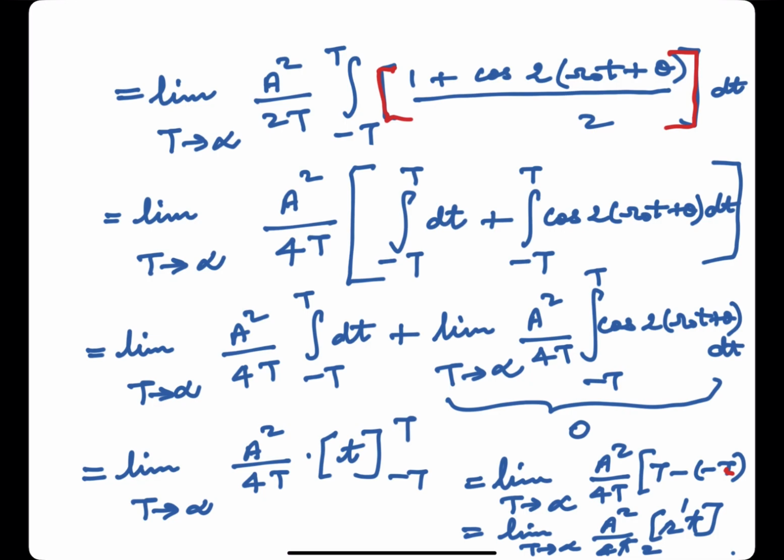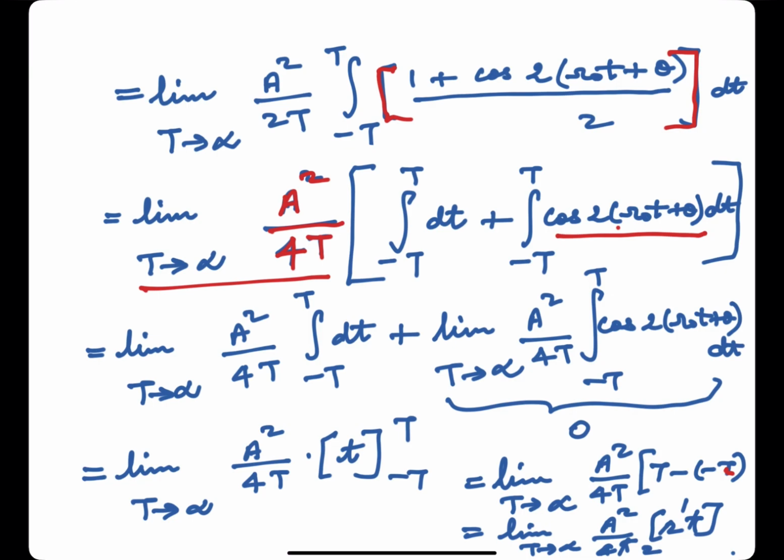Here, after distributing the integral, this can be written with the 1/2 as common, so we can take it outside. So we get A^2/4T integral from -T to T dt plus integral from -T to T cos(2ω0 t + 2θ) dt. And now we will bring this limit T tends to infinity A^2/4T inside the integral.